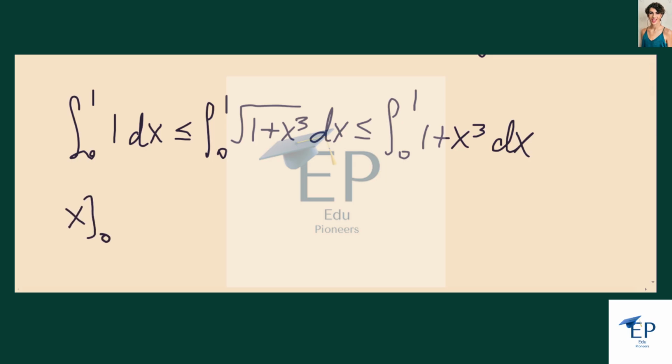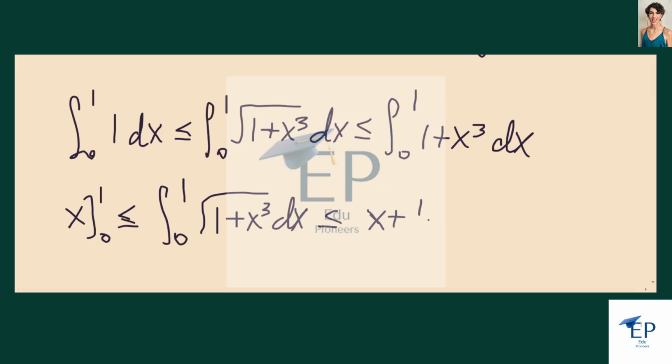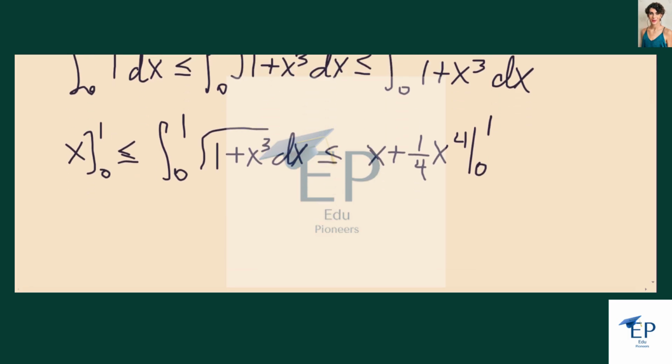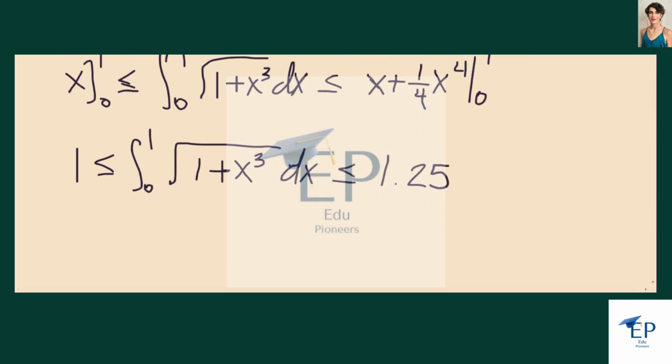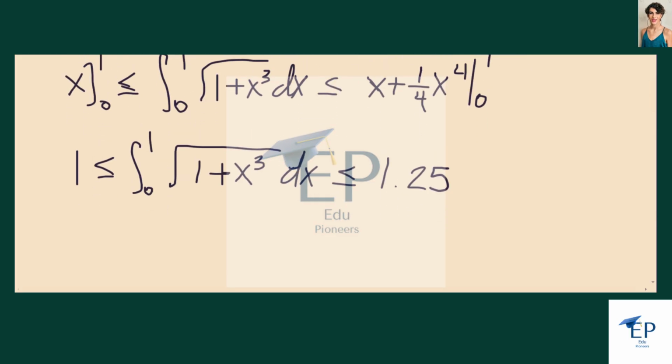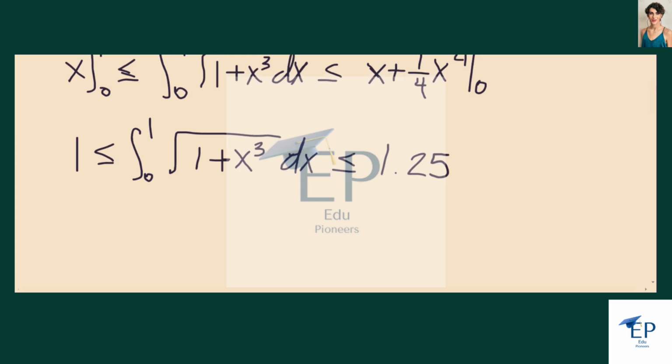Evaluating these integrals, taking antiderivatives, x from 0 to 1 is less than or equal to the integral from 0 to 1 of the square root of 1 plus x cubed dx, which is less than or equal to x plus 1/4 x to the 4th from 0 to 1. And now evaluating these expressions, we get that 1 is less than or equal to the integral from 0 to 1 of the square root of 1 plus x cubed dx, which is less than or equal to 1 plus 1/4, or 1 plus 0.25, which is 1.25. So we get the inequality 1 is less than or equal to the integral from 0 to 1 of the square root of 1 plus x cubed dx, which is less than or equal to 1.25. In this way, we get an approximation for this integral, for which it is not easy to find the exact value.